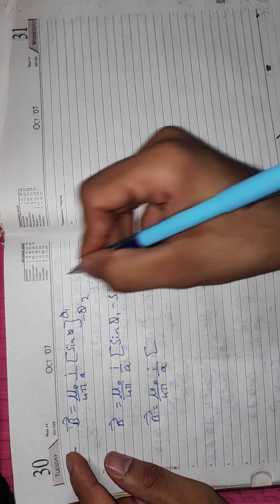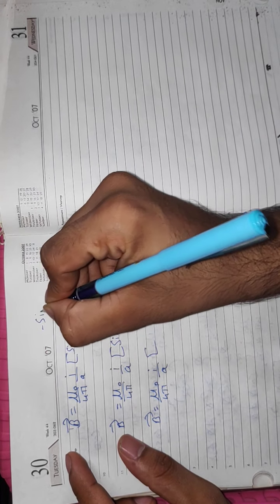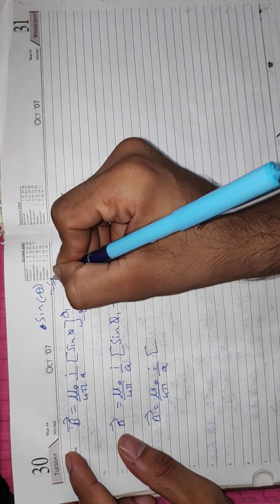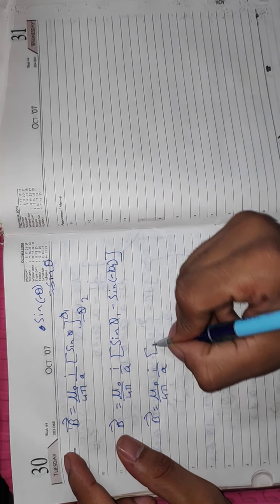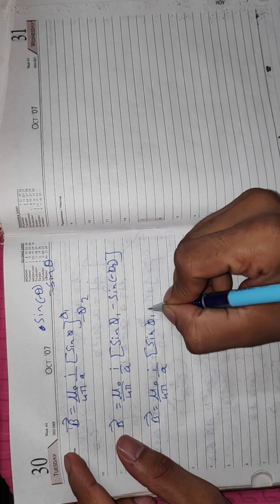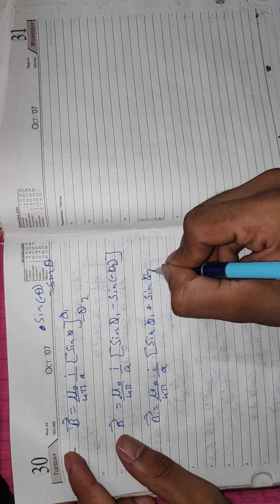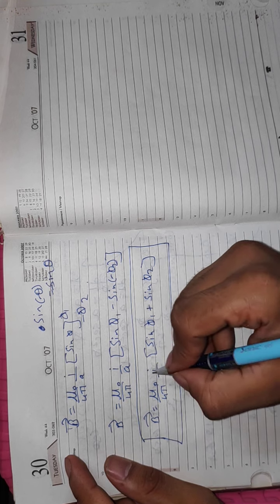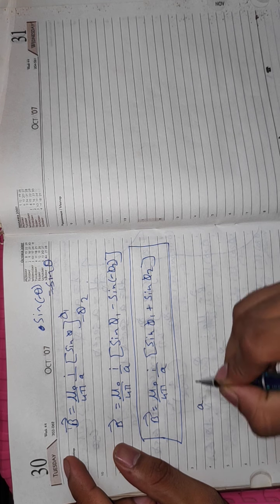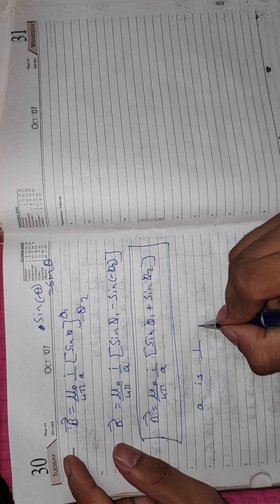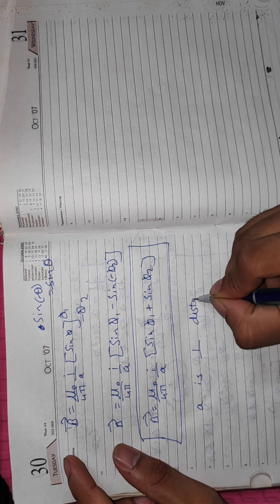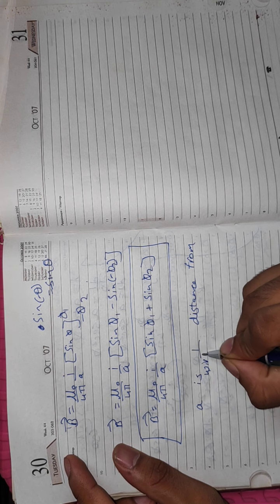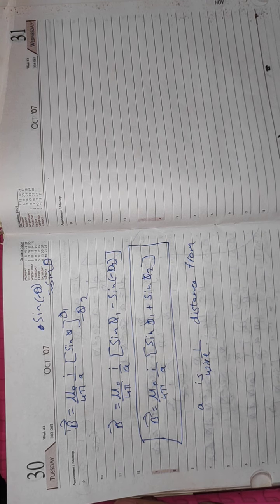Sin of minus phi will be minus sin phi. We can write sin of minus theta is equal to minus sin theta. That is also your mathematics. So I can write sin phi 1 plus sin phi 2. This will be your final formula, where a is the perpendicular distance from the wire. I hope this is clear to you.